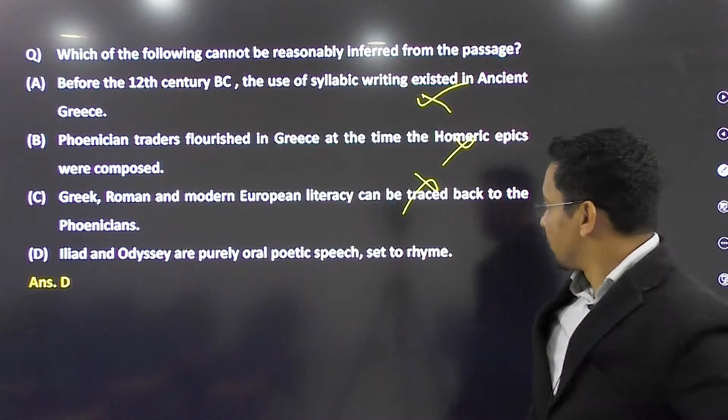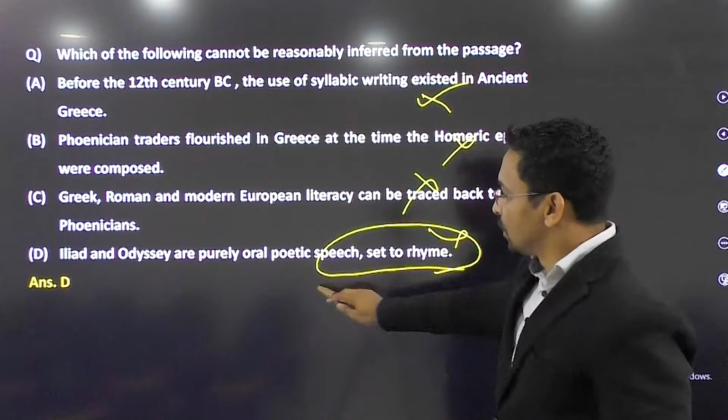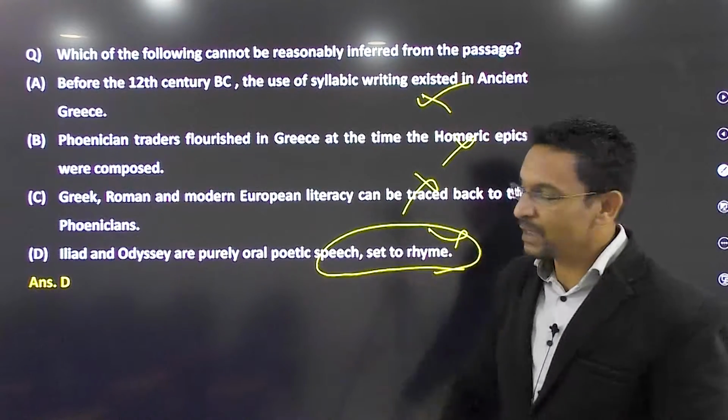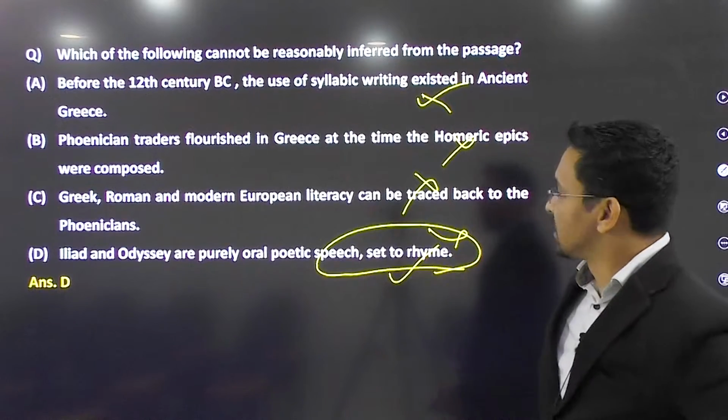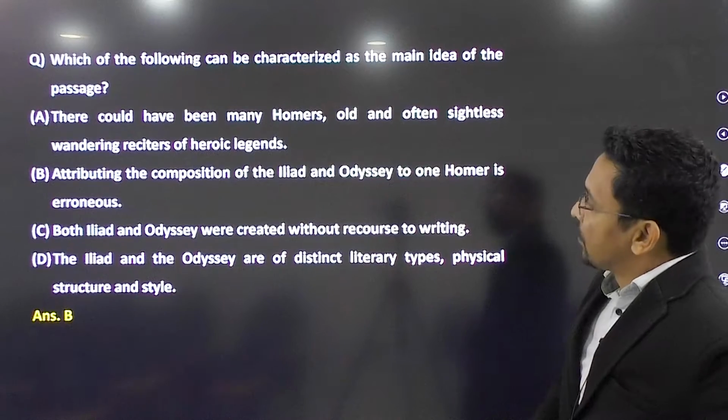Are purely oral poetic speech set to rhyme? No, these are not set to rhyme. Iliad and Odyssey are not set to rhyme. So this is the correct answer. It cannot be inferred.